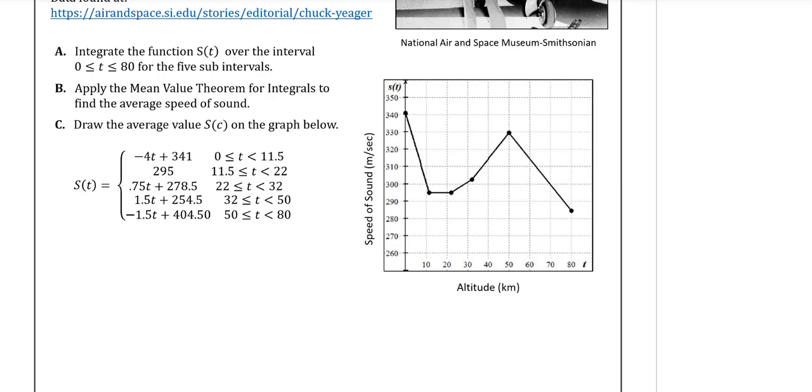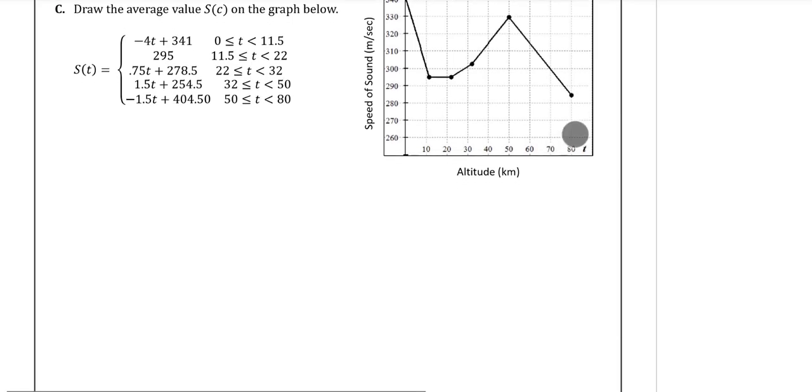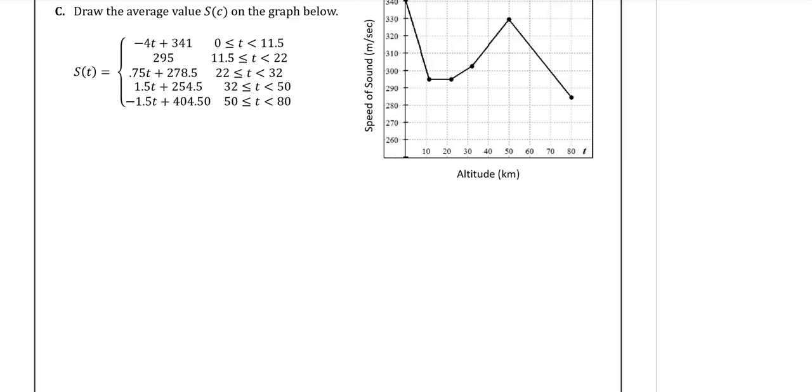So you can see we've divided this area up into 5 parts. So we're going to have to integrate each part separately since it's a piecewise function. And then we will, for part B, add those together and divide them by our time interval, which is going to be 80 seconds. So for part A, we have a lot of number crunching to do here. I'm just going to number these 1, 2, 3, 4, and 5.